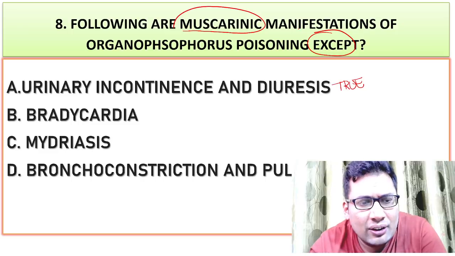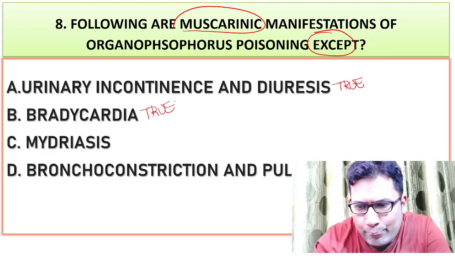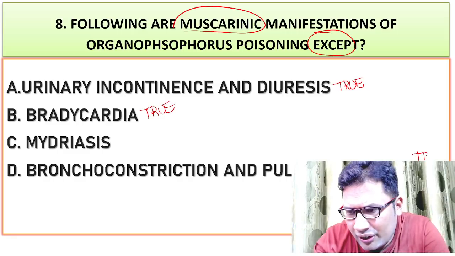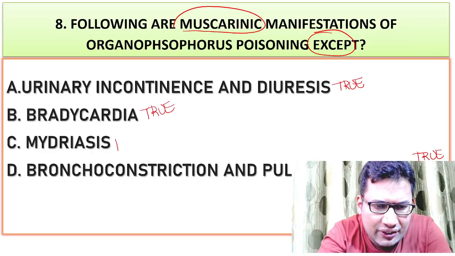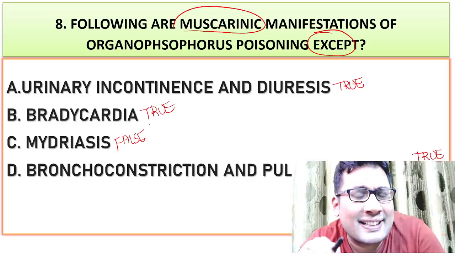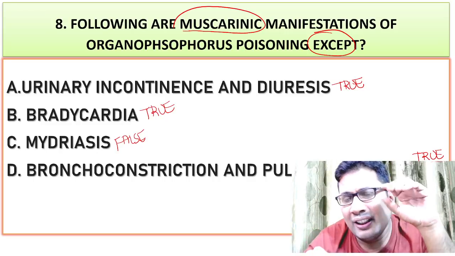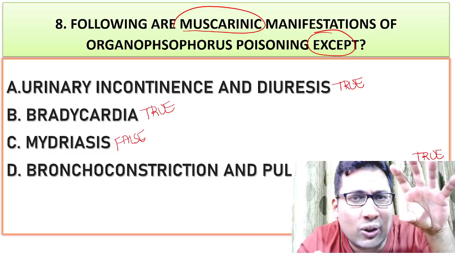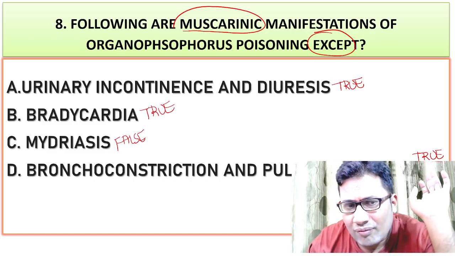Bradycardia, yes. Bradycardia or tachycardia can be seen. Bronchoconstriction, yes, that is seen. The answer is mydriasis. As we all know, miosis is seen in case of OP poison, not mydriasis. Very simple question. Let's discuss the ins and outs of organophosphorus poison because this can be asked in the upcoming exam.